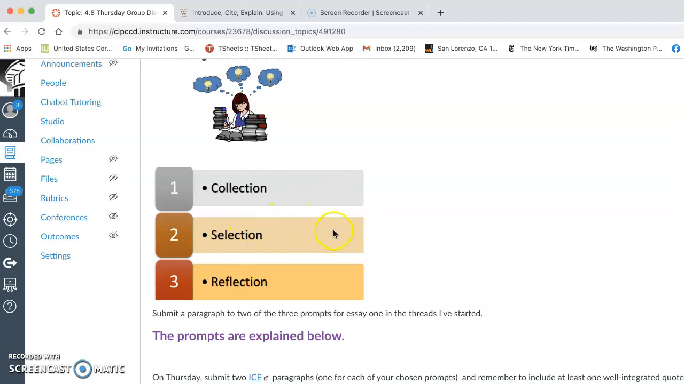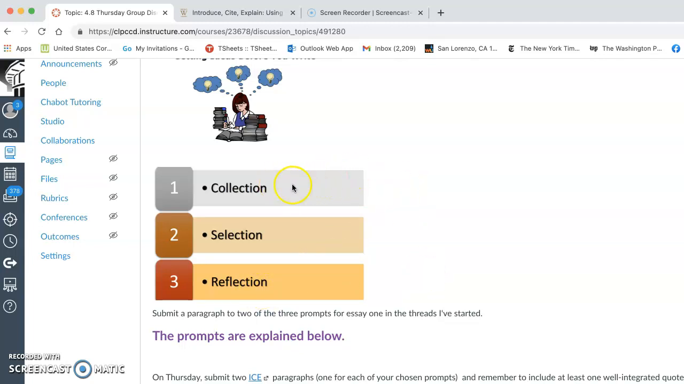Selection is when you narrow down, in your own critical thinking, the topics that you will use to make the points of your paragraphs, and the quotes you use to back them up. You have to know what your point is and what the quote is before you start writing. And then finally, reflection, that's when you write.